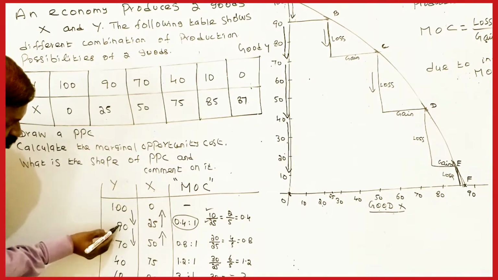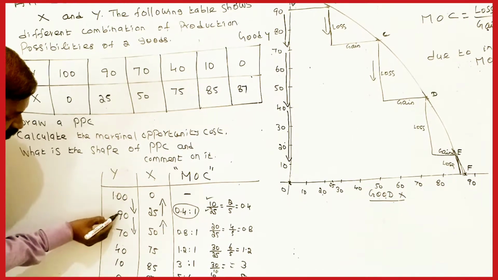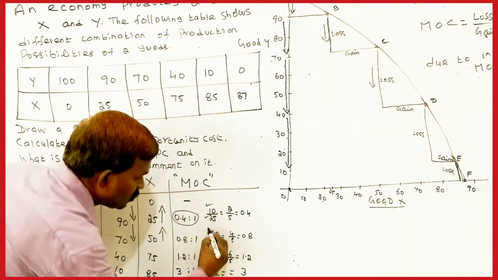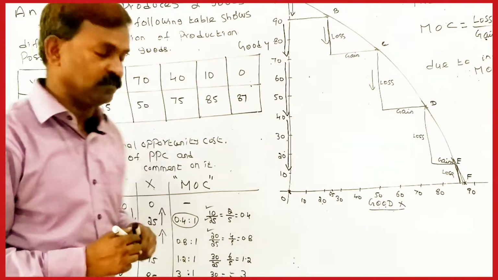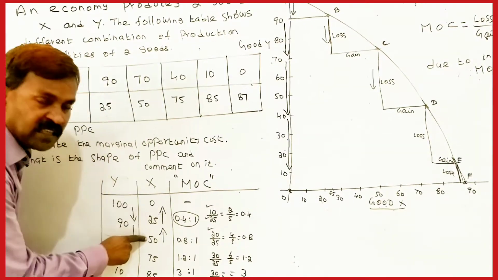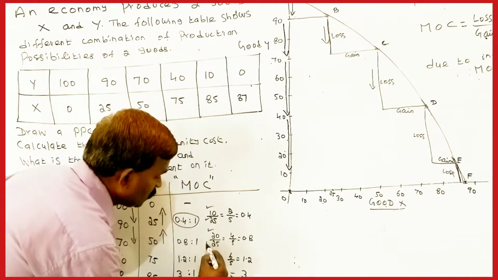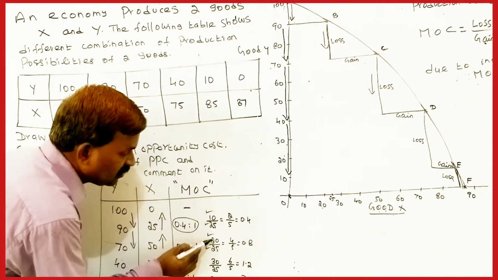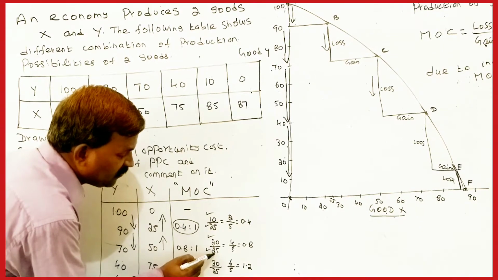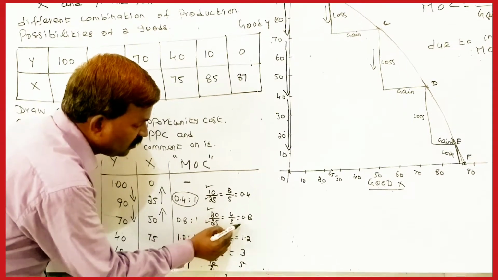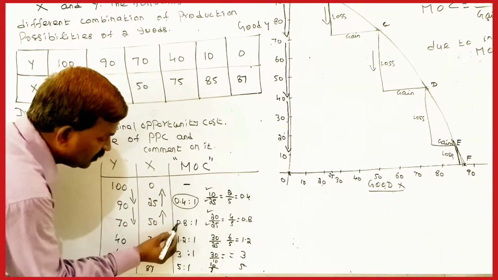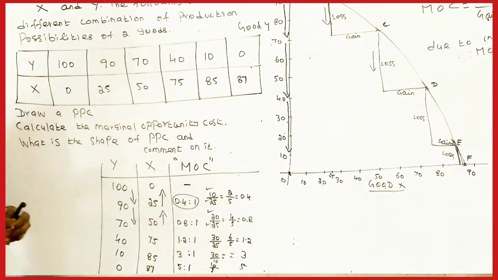The production of good Y further decreases from 90 to 70. So 20 is the difference. This 20 is called loss in the output of good Y. What is the increase or gain in the output of good X? 25. So 20 is the loss of output of good Y, and 25 is the gain in the output of good X. Simplify 4 upon 5. 4 upon 5 means 0.8. So 0.8 is to 1.